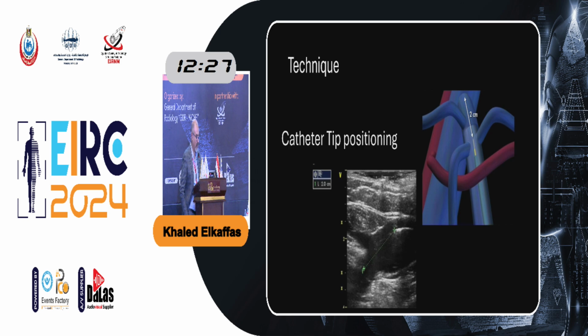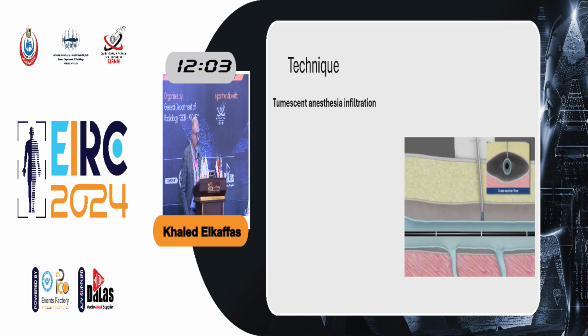We position the tip of the catheter at least 2 centimeters away from the common femoral vein, according to the recommendations, or just before the orifice of the superficial epigastric vein. Here is the optimum site of positioning of the thermal catheter to prevent injury of the deep vein, the common femoral vein. Then we start the most important part, which is infiltration of the tumescent anesthesia surrounding the vein.